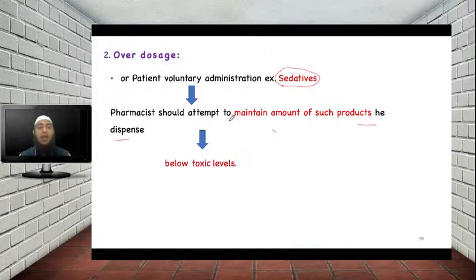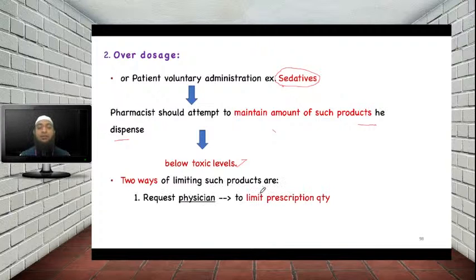In addition to that, for whatever medicine you prescribe, the number of doses you are giving should not produce a toxic level. So this can be done. In addition to that, the two ways of limiting such products are requesting the physician to limit the prescription quantity.